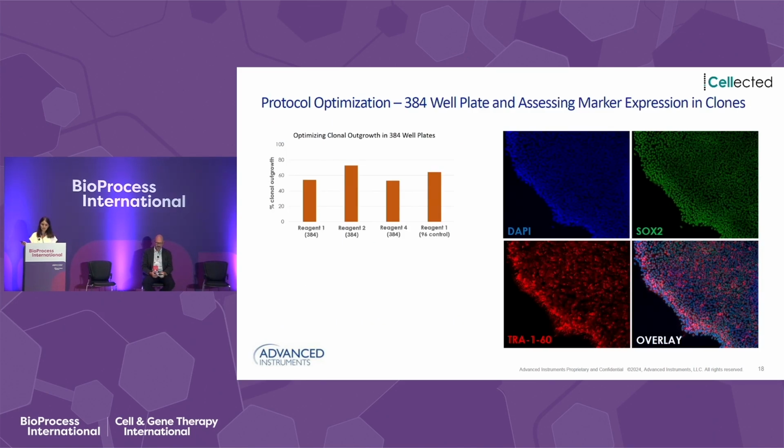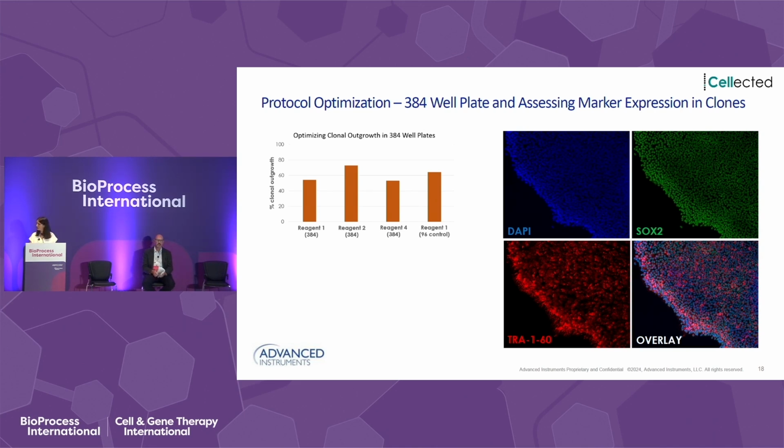In addition to this, they also spent quite a long time optimizing 384 well plates in relation to iPSCs. So historically, seeding and growing iPSCs in 384 well plates has been quite challenging. And this is because of the low media volumes and the risk of evaporation, but also because trying to coat 384 well plates with the matrices can be quite difficult.